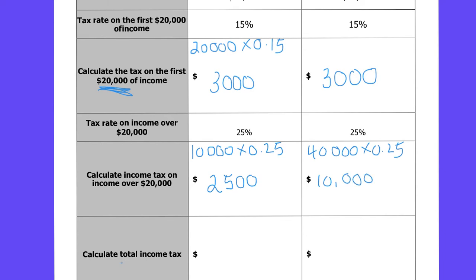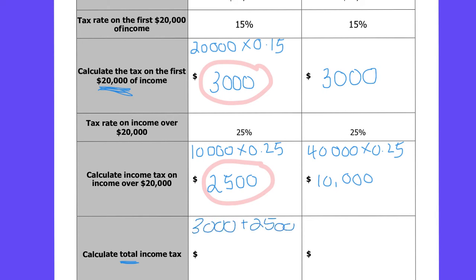And now this one just wants the total. So we're going to take that by adding for each person the tax that they got. So this is the tax for the first 20,000 for Jack and the tax for the rest of his money. So we're going to add those two things together in order to get our total. So we're going to have the 3,000 plus 2,500. So his total that he's getting taxed for his entire income would be 5,500.